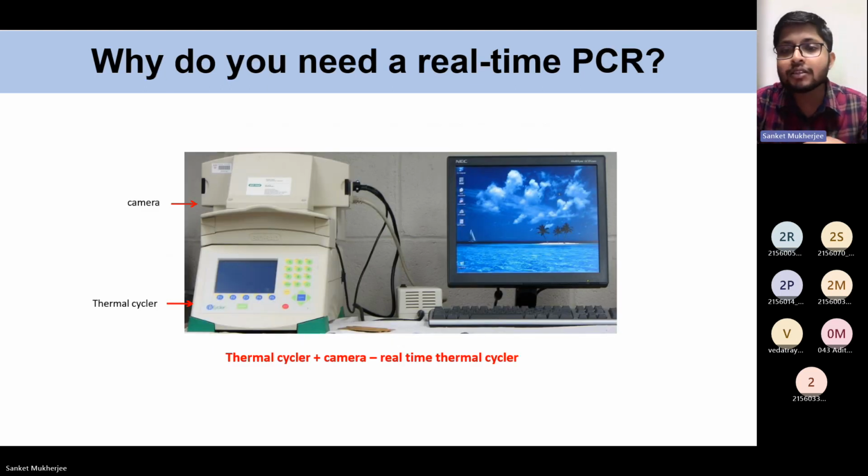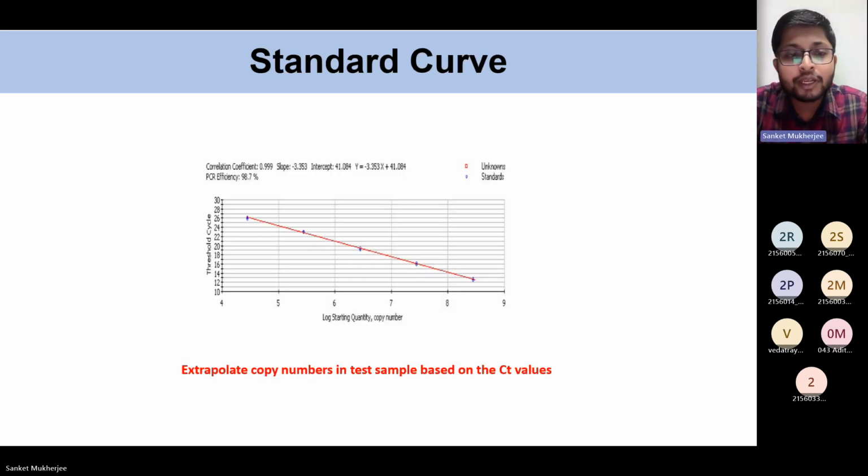So what is a real-time PCR? It's nothing but a PCR with a camera. And of course, fluorescence dye is involved, nothing else. It's a normal PCR, and if you add a camera to it for detection, and you have your fluorescent dyes or probes, we also use probes, in those cases we get an RT-PCR. This is how the setup looks, although it is much more expensive.